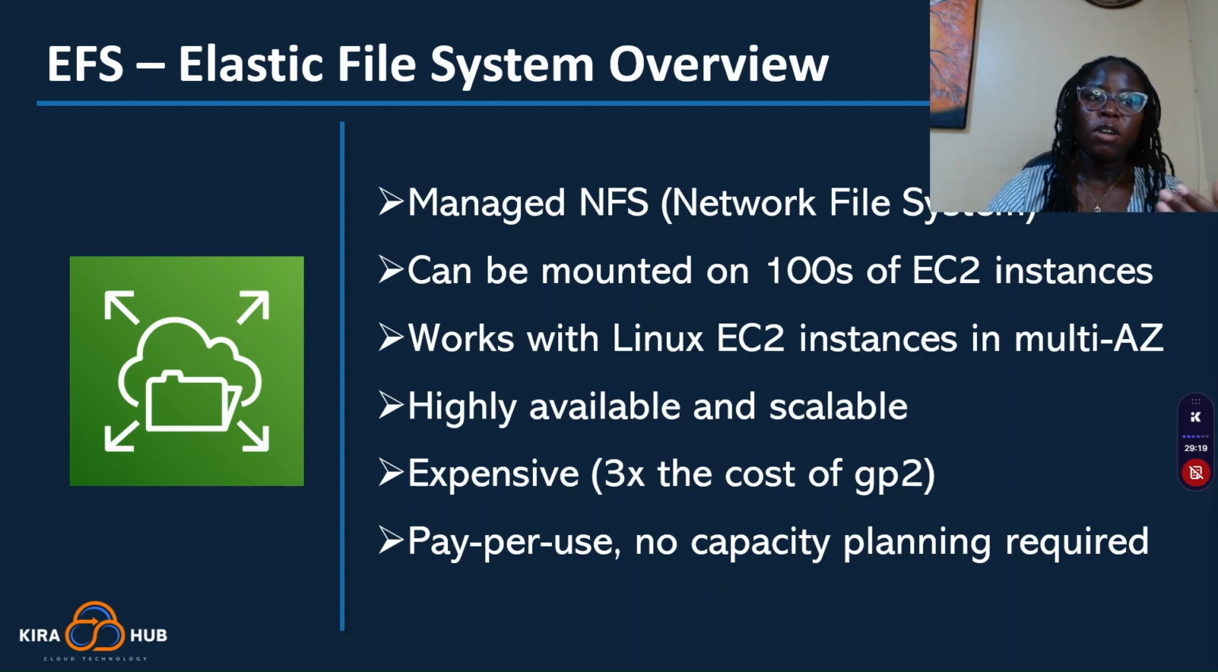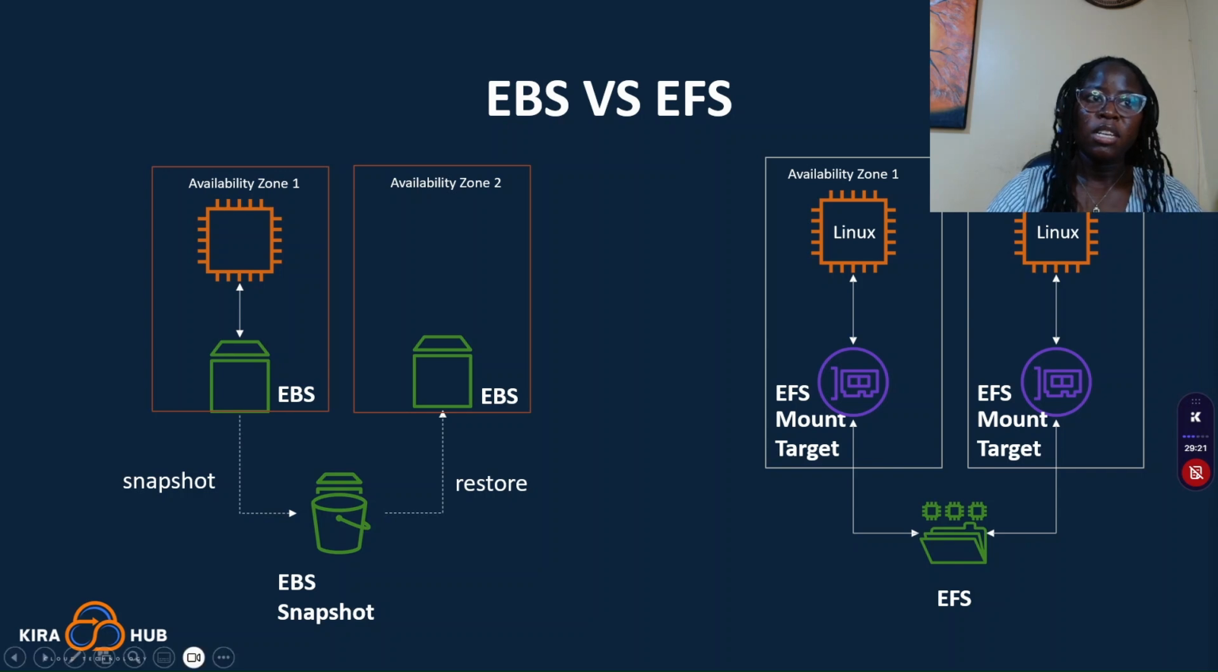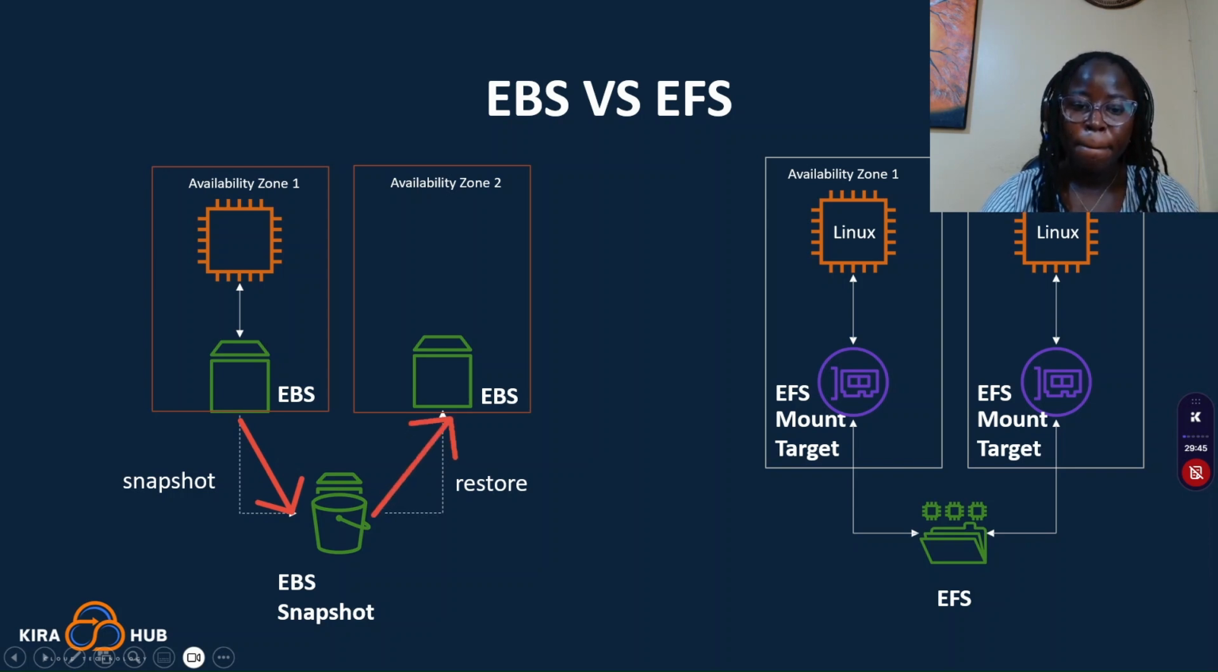Now let's take a look at the comparison between EBS and EFS. What you're going to note over here is how EBS is bound to a specific availability zone, and it can be attached to an instance only in the same availability zone. If we want to access an EBS volume from a different availability zone, we need to take a snapshot of it, a backup of it, and restore that backup or create a volume from that snapshot in the second availability zone.